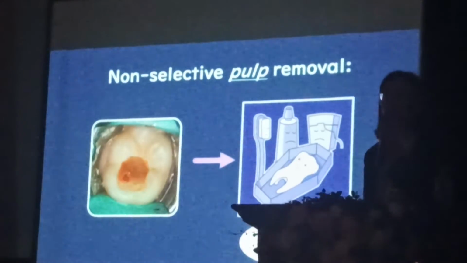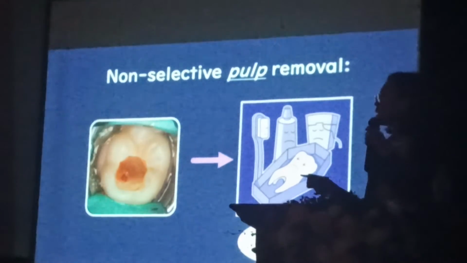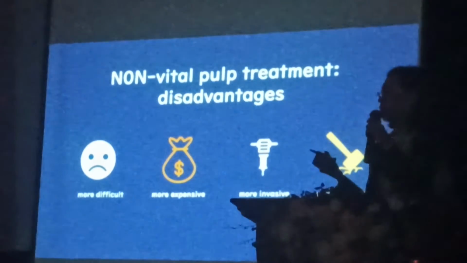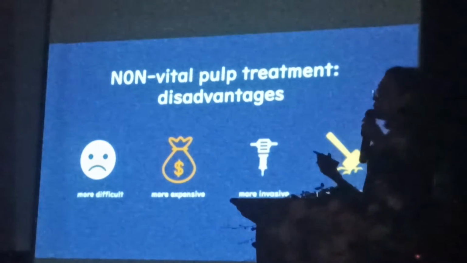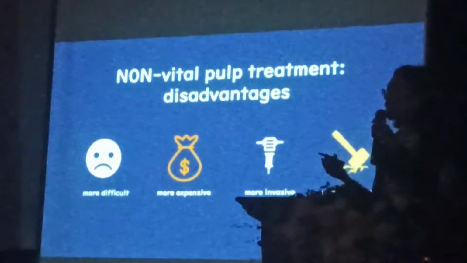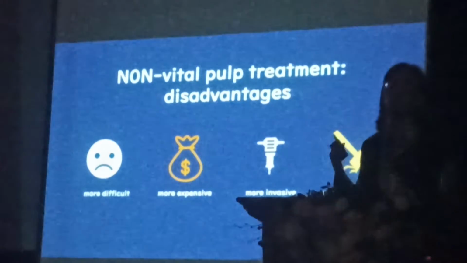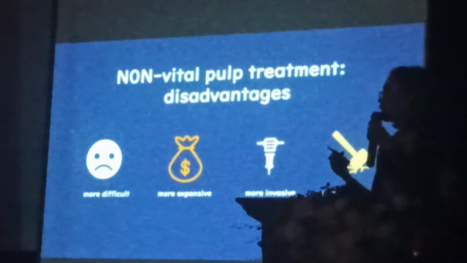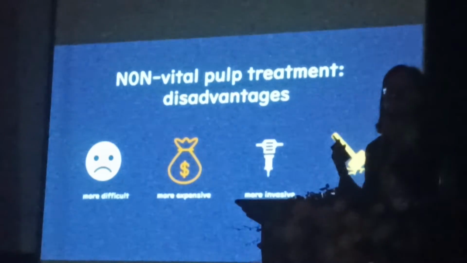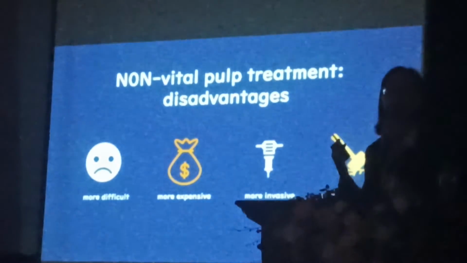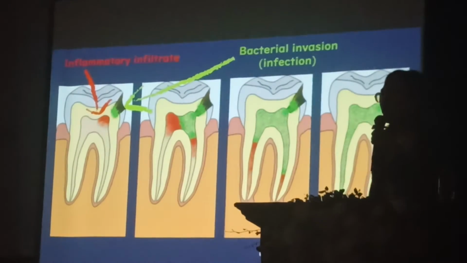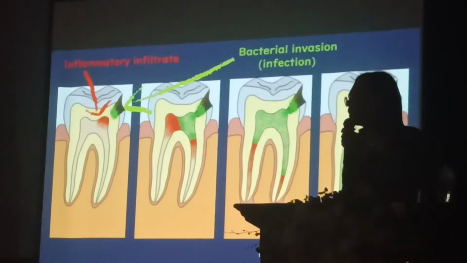In the past, with non-selective pulp tissue removal, you got an exposure, root canal treatment, you made the tooth dead, right? But the disadvantages of non-vital pulp therapy are that it's more difficult to do, the patient spends a lot of money on it, it's more invasive, which will lead to more expensive restorations. And maybe if you are not very good at it, you might give the patient more complications after root canal treatment.